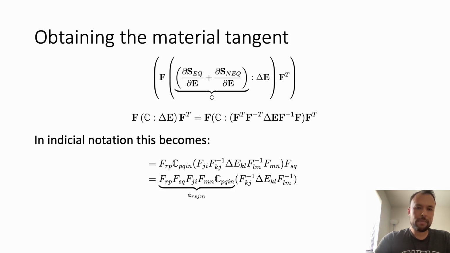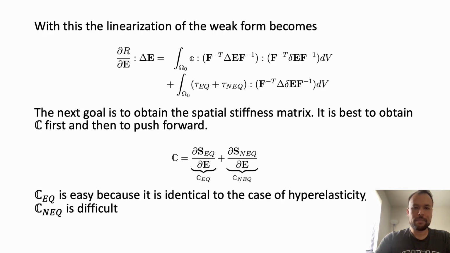If we take that entire parentheses and simplify it, we'll see that at the end we get a push forward operation of this capital C to get small cc. This is the final form of the linearization of the weak form, where we have the small cc, which is a push forward of this large cc, which is in turn composed of two parts, CEQ and CNEQ.